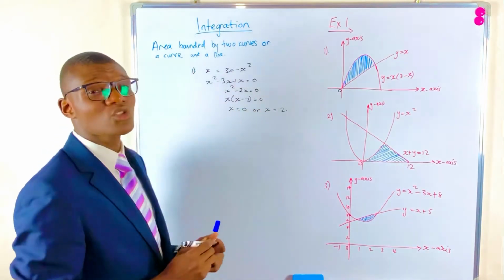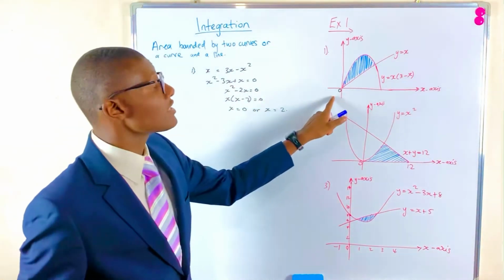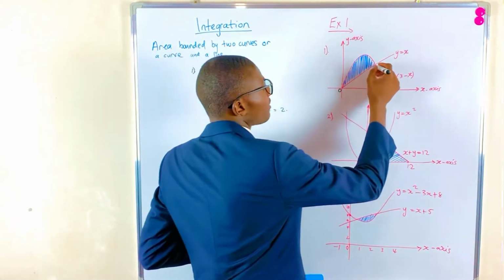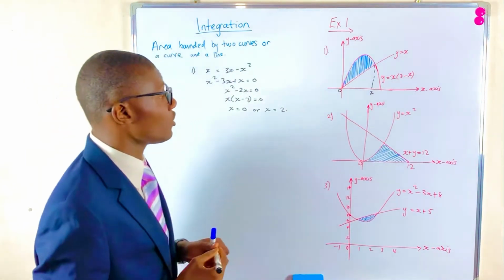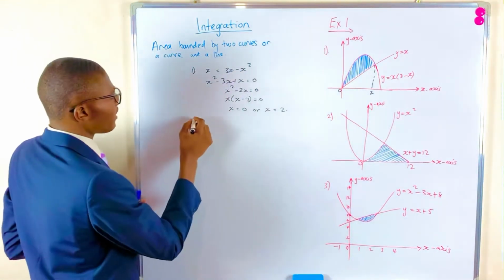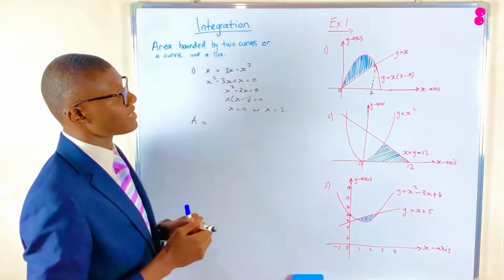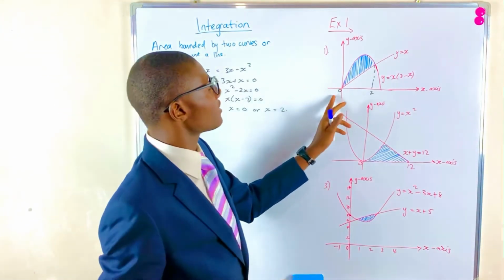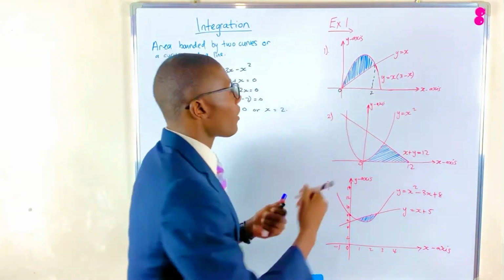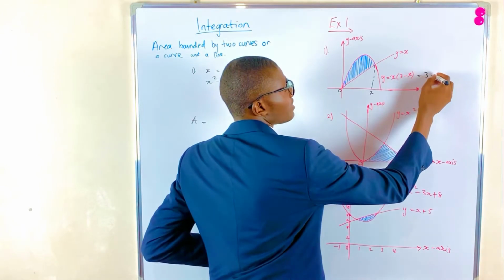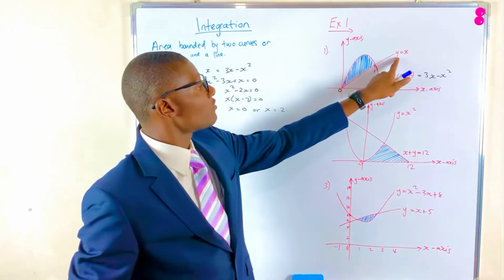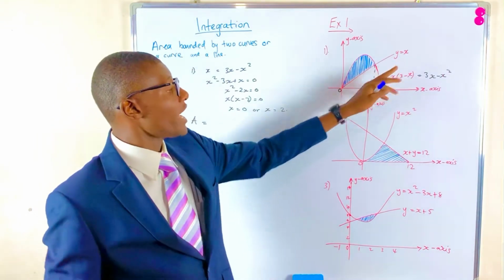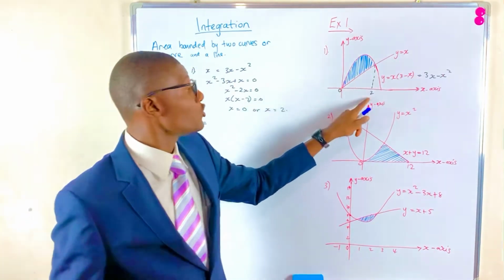So those are the 2 points of intersection. This being x is equal to 0, then this would be x is equal to 2. So now for the area that is shaded, we are saying that the area of the curve y is equal to 3x minus x squared, minus the area of y is equal to x, from 0 to 2, right?